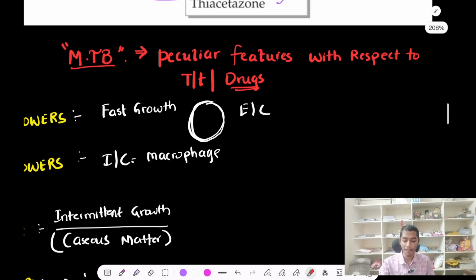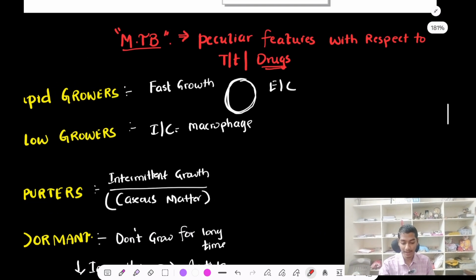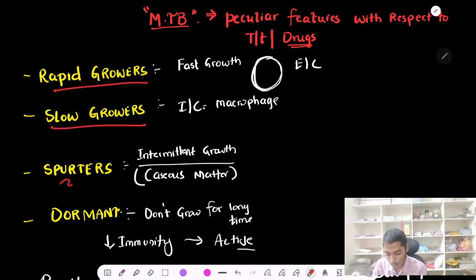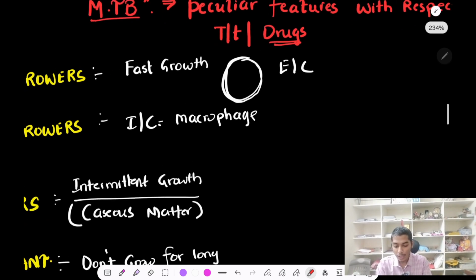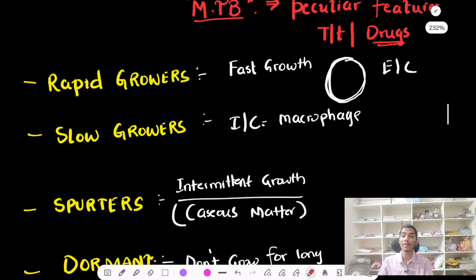Now let's discuss the peculiar features of Mycobacterium tuberculosis with respect to the treatment. So we have rapid growers, slow growers, spurters, and dormant. So you can see these rapid growers here. These rapid growers have fast growth and they are present in the cavity. So this is the cavity that we have. They are extracellular, whereas the slow growers are intracellular and they are present inside the macrophage.